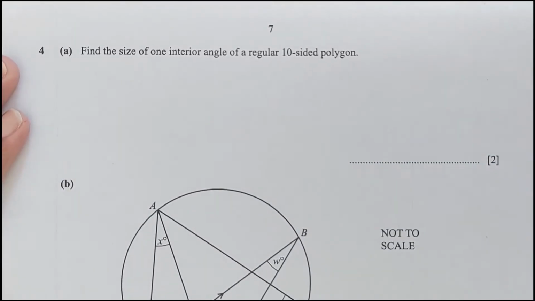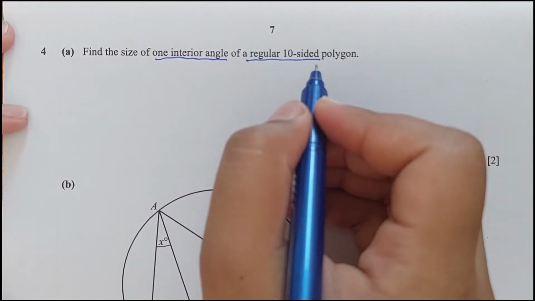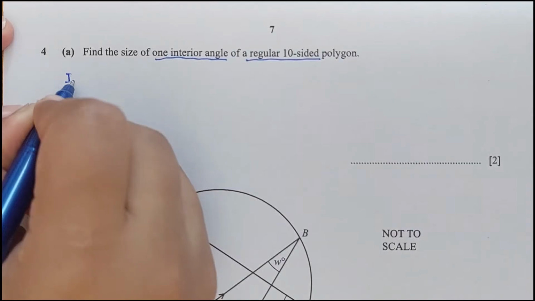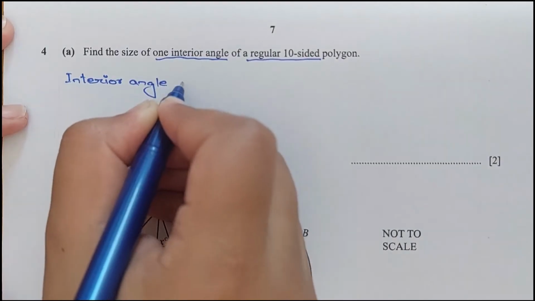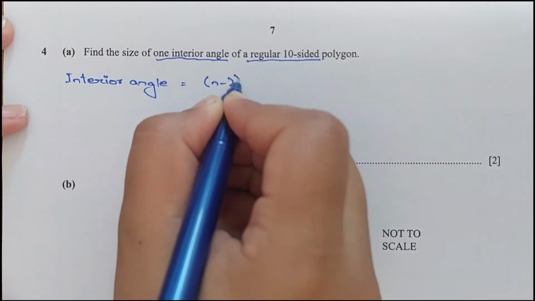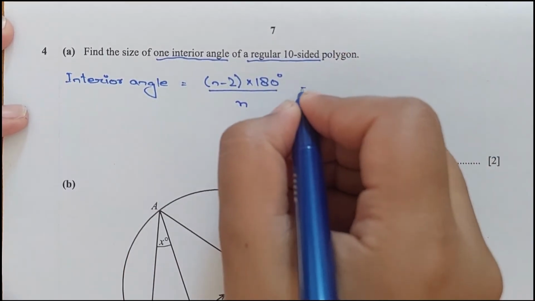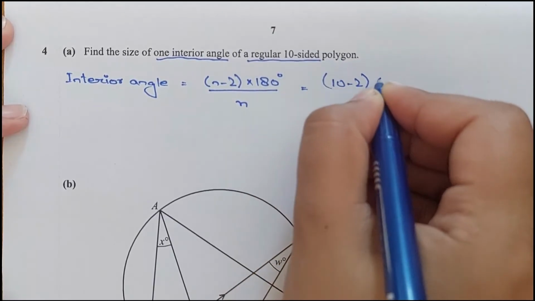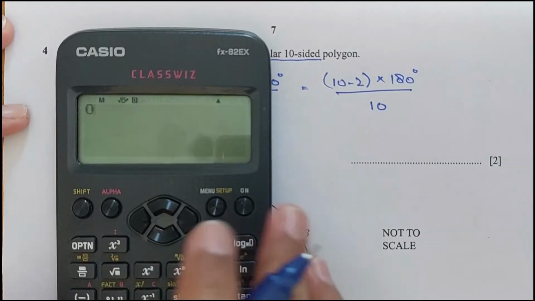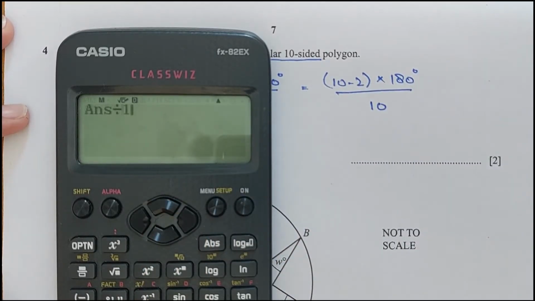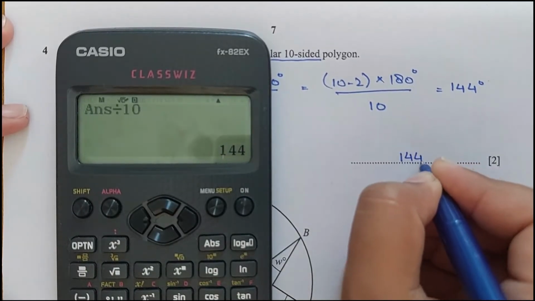Question number 4, part A. Find the size of one interior angle of a regular 10-sided polygon. So the measure of each interior angle of a regular polygon has a formula: (number of sides minus 2) times 180 degrees divided by the number of sides. So the number of sides is 10. (10 minus 2) times 180 degrees divided by 10. So 10 minus 2 is 8. 8 times 180 divided by 10 is 144 degrees.